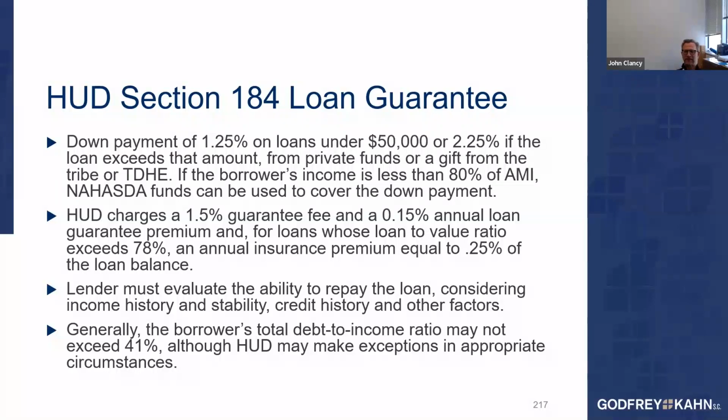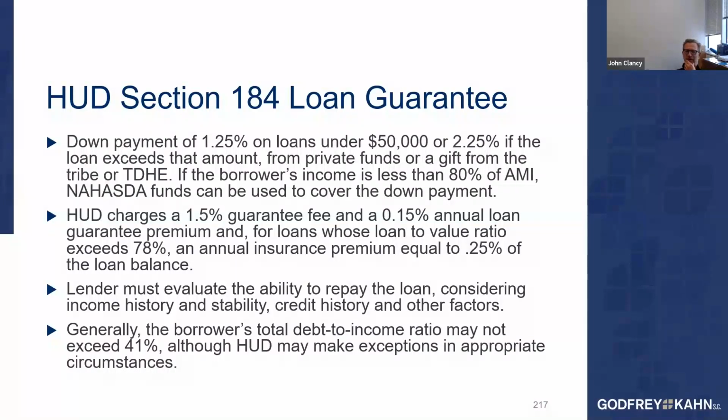So a lot of times when banks are providing a mortgage on a home, they require that the funds be the funds of the actual homeowner. So they can't typically be paid by others, at least in some cases. Here they are fairly broad. The funds can come in from private funds or from a gift from the tribe or TDHE. So it's not like the homeowner himself or herself has to get the 1.25 or 2.25% together.